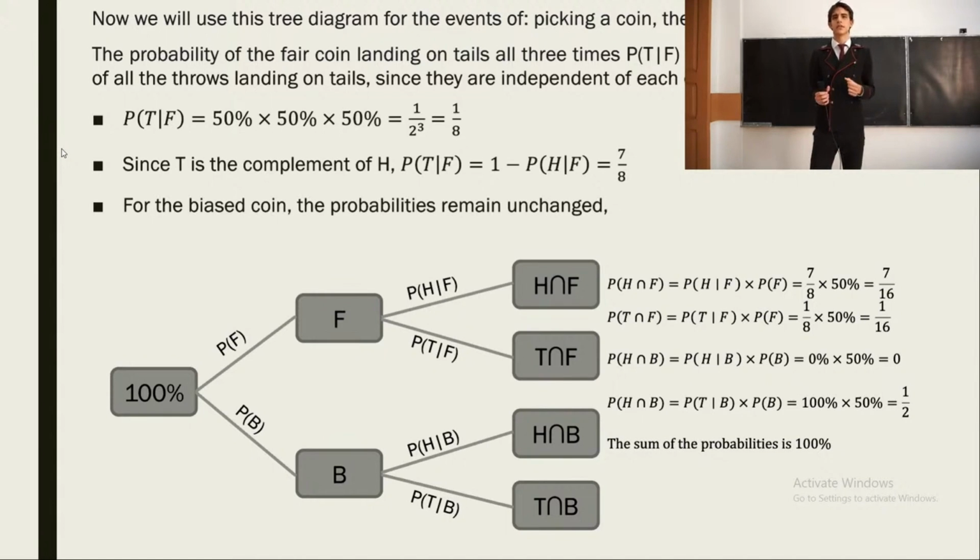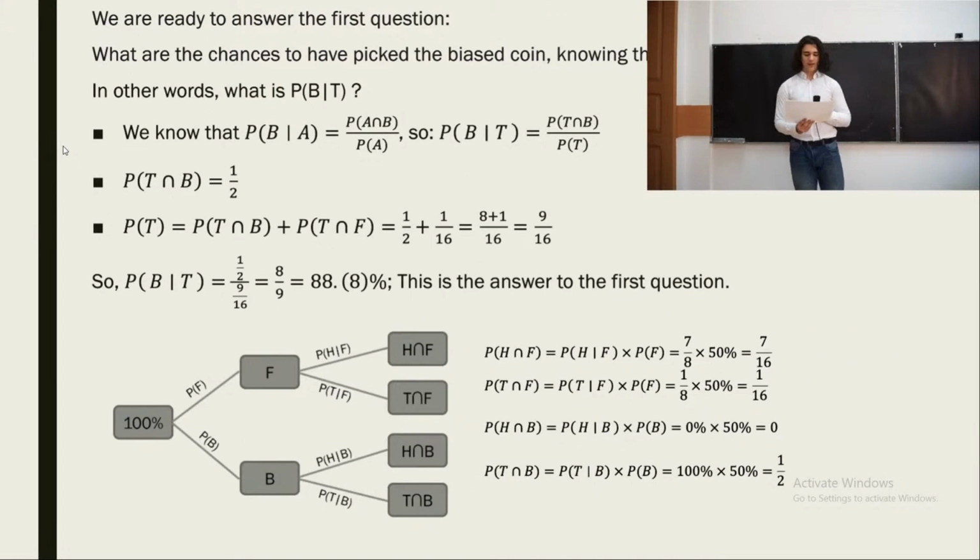And since T is the complement of H, P of T given F equals 1 minus P of H given F, which is 7 divided by 8. And for the biased coin, the probabilities remain unchanged. And as we see, the sum of the probabilities is still 100%, which is good. Now we are ready to answer the first question.